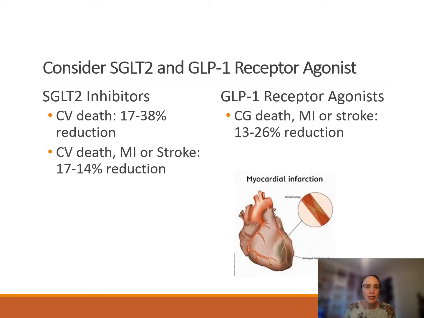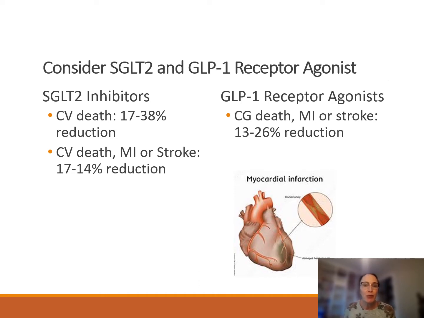All right, so some treatment considerations. I'm jumping right into the SGLT2s and the GLP-1 receptor agonists because if you are not familiar with these, you need to understand them. When we look at the SGLT2 inhibitors, we know that the data regarding cardiovascular death is important, and there is a 17 to 38% reduction in CV death. And in CV death, MI or stroke, I apologize, that's supposed to say 14 to 17% reduction.